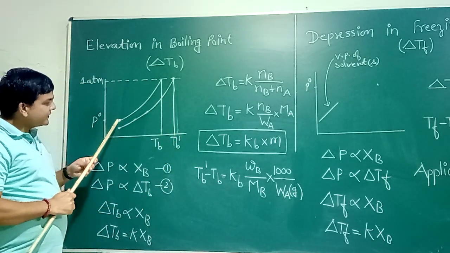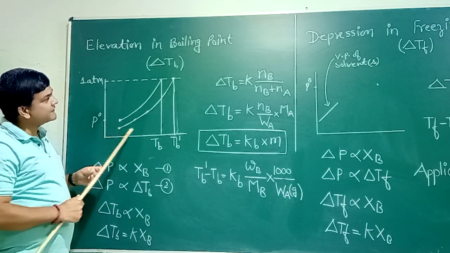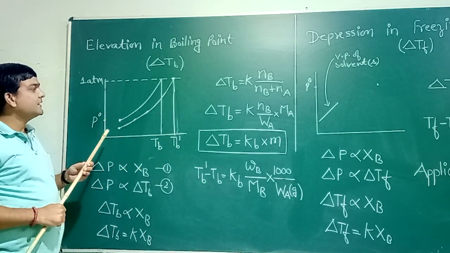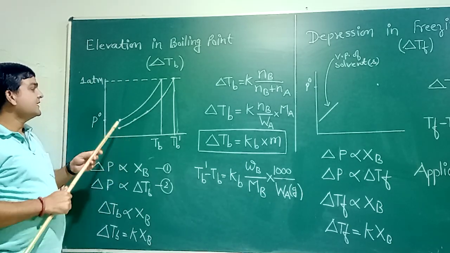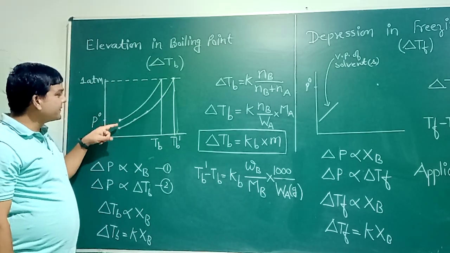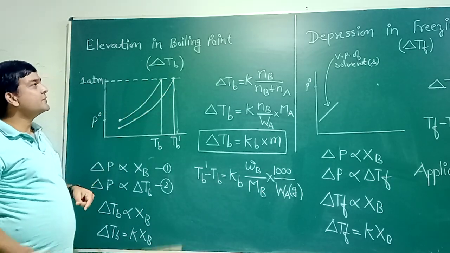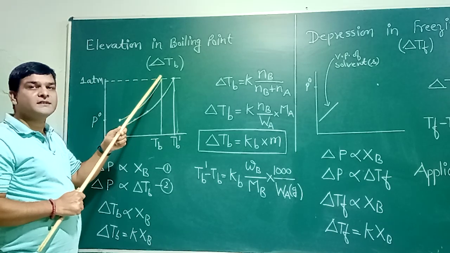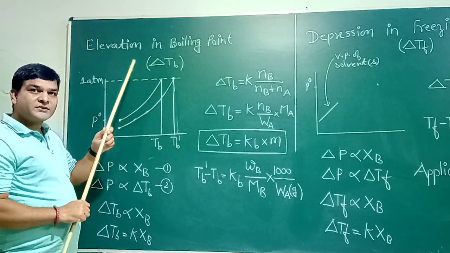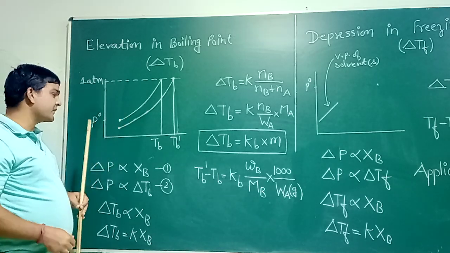Look here, when you added non-volatile solute, the vapor pressure has decreased, and because vapor pressure has decreased, the boiling point has increased. This is always a 100% chance: whenever we add non-volatile solute, the vapor pressure definitely decreases, and because vapor pressure decreases, the boiling point will definitely increase. This increase in boiling point is known as elevation in boiling point, and it is represented by delta TB. Delta means change, but here we can say elevation, because the boiling point always increases in this situation.